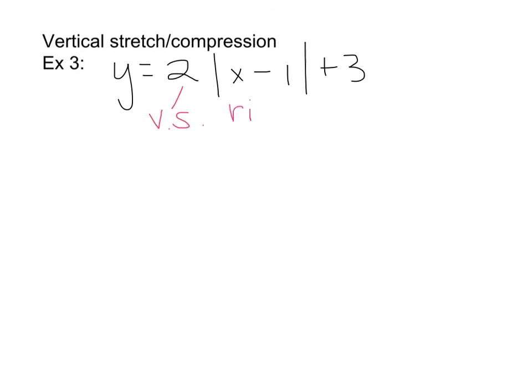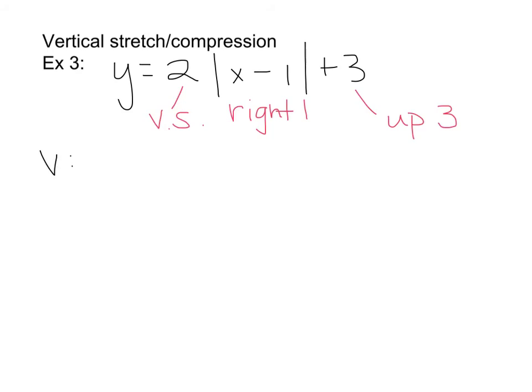So now let's see what happens when we add a vertical stretch or compression to the mix. So in example 3, we're going to look at y equals 2 times the absolute value of x minus 1 plus 3. And I'm going to start by identifying everything. So 2 is greater than 1, which means it's going to be a vertical stretch by a factor of 2. Minus 1 is going to end up moving my graph to the right 1. And plus 3 is going to end up moving my graph up 3.